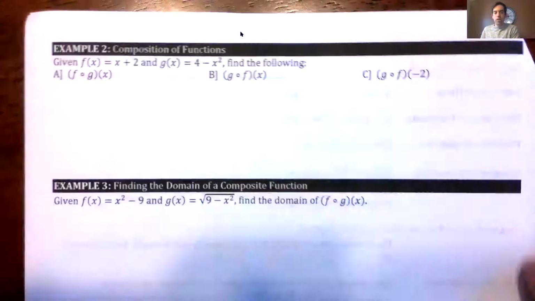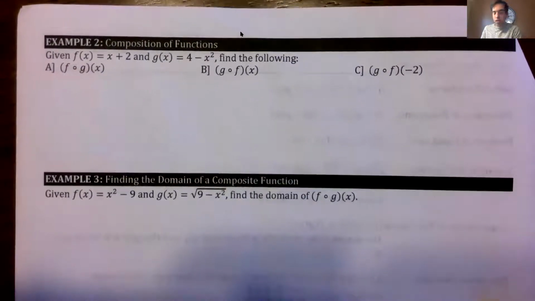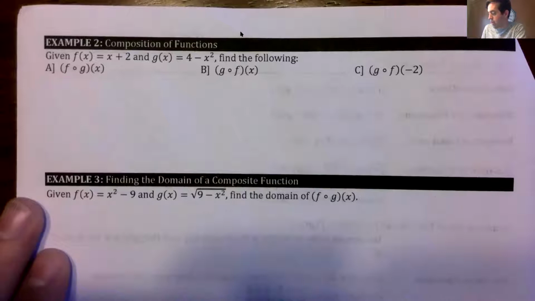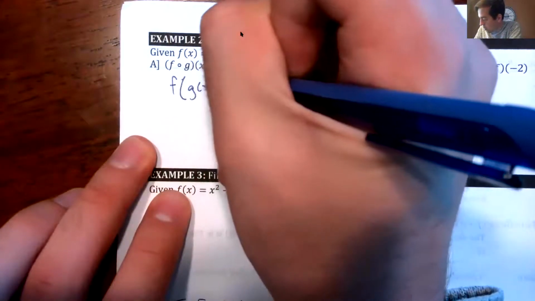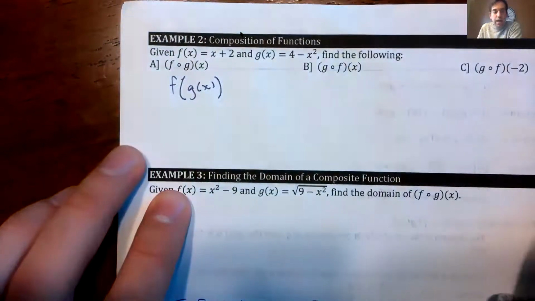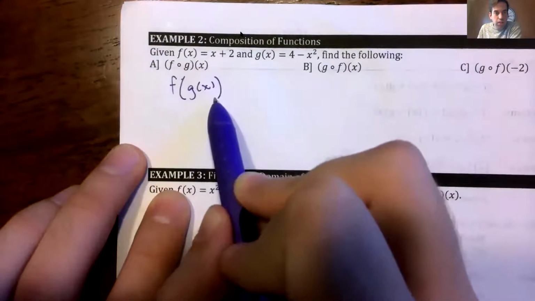Composition of functions. Example 2, given f of x and g of x, find the following. F of g of x. So for letter A, we start with f of g of x, and I like to rewrite it from this notation to this notation because it makes more sense in my head.